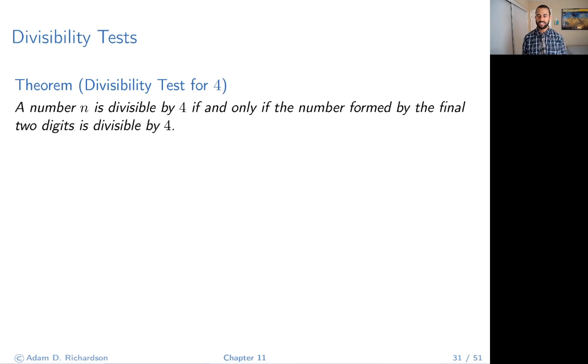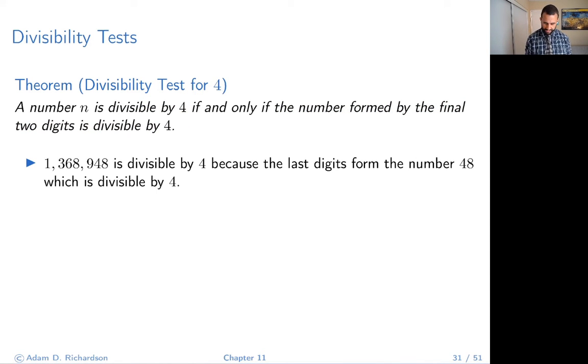Let's do the divisibility test for 4. And we're going to prove this one too. So the divisibility test for 4 says a number is divisible by 4 if and only if the number formed by the final 2 digits is divisible by 4. So that's kind of funky. I don't know if you've seen that one before, but that's interesting too. So for example, this number, 1,368,948, is divisible by 4 because the last digits form the number 48, and 48 is divisible by 4. So we know that the whole thing is divisible by 4. That's what that says.